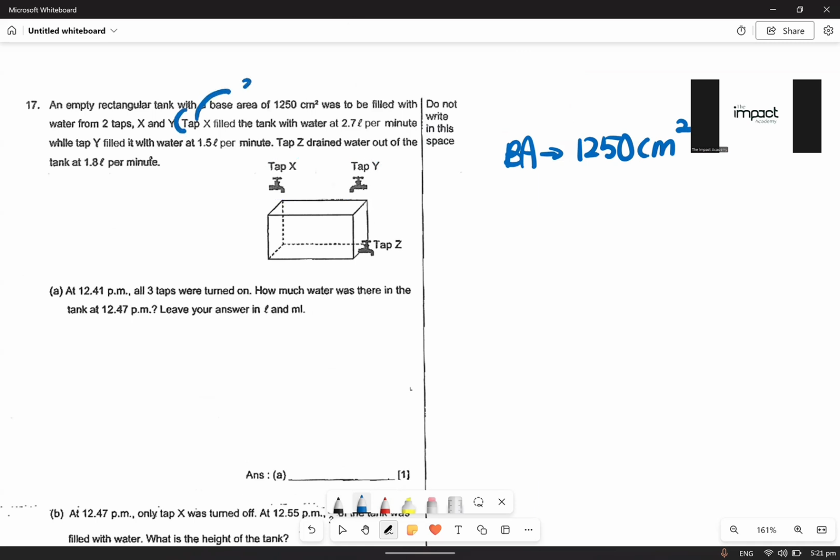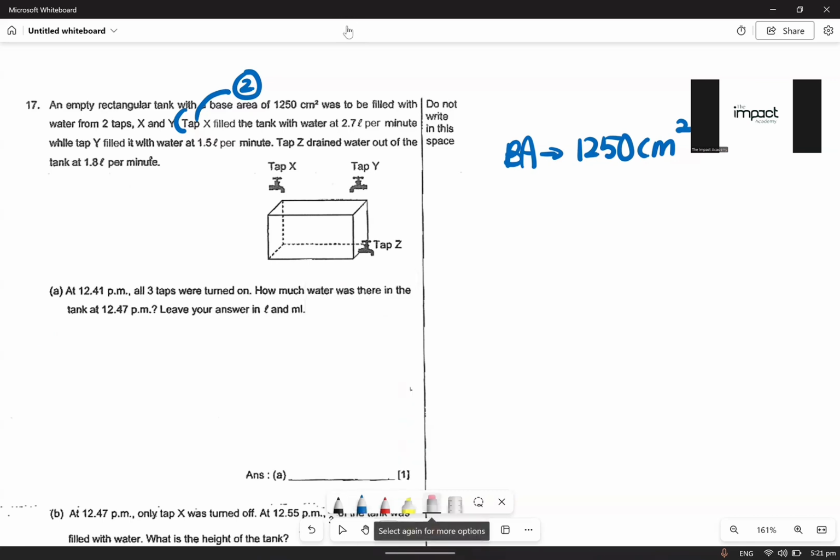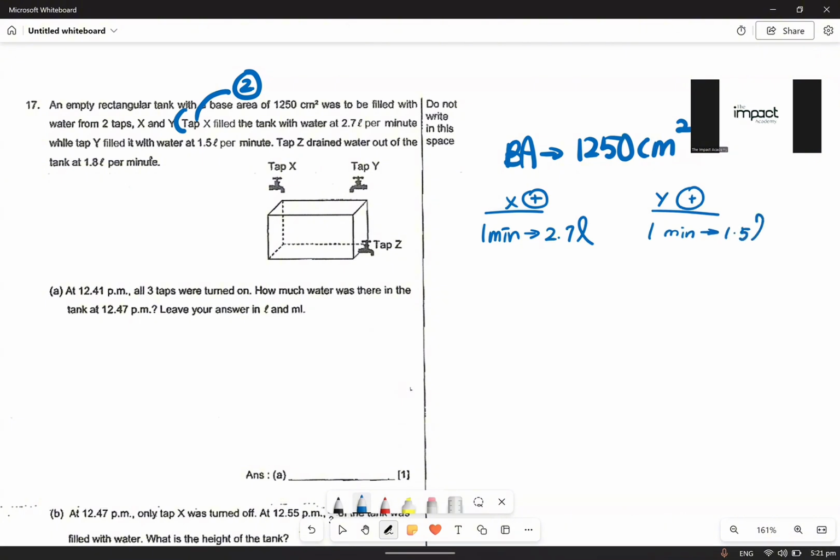Okay, so sentence number 2 says tap X filled the water with how much? 2.7 per minute, right? So X itself is how much? 2.7 per minute. So I know that you wrote X is basically 1 minute. Every 1 minute, it will add in how much water? 2.7 liters. Am I making sense? Okay, then for Y itself is also to add in water, correct or not? Every 1 minute, it will fill in how much? 1.5 liters. Make sense?